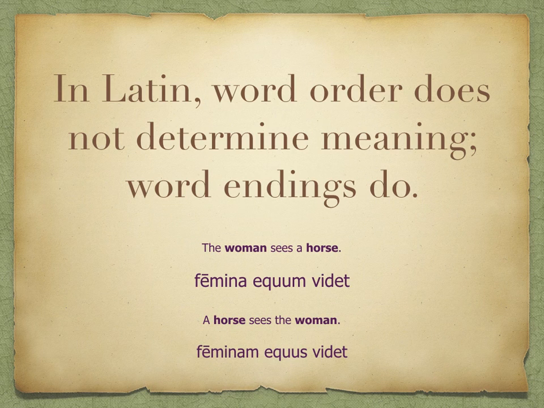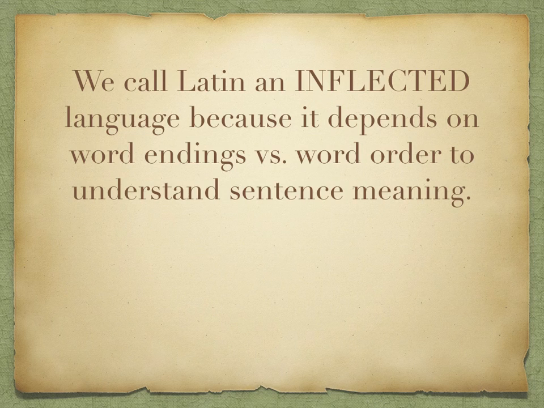The ending on femina is just an A, but in the second sentence there's an AM. And in the first sentence we have equum for horse, but in the second sentence it's equus with an S ending. You'll also notice that there are only 3 words to translate the 5 English words. Particles like a, an, and the aren't used in Latin, so we don't have any words to represent them. We call Latin an inflected language because it depends on word endings rather than word order to understand the meaning of a sentence.